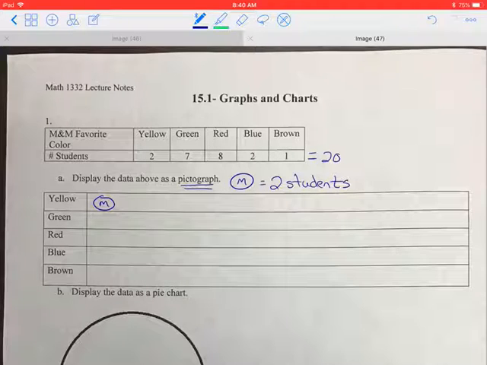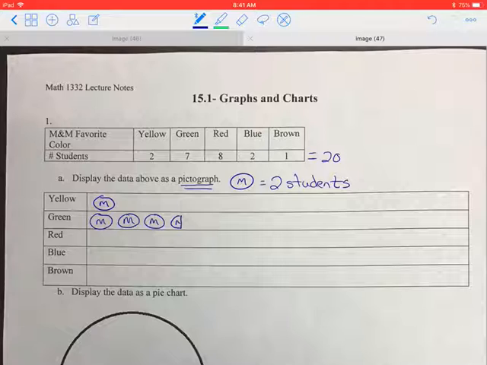Now green had 7, so 1 circle with an M, that's 2 students. Another circle, that's 4 students. Another circle, that's 6 students. But now I need 1 more. So what I do is I cut that in half, and I only show half of the circle.